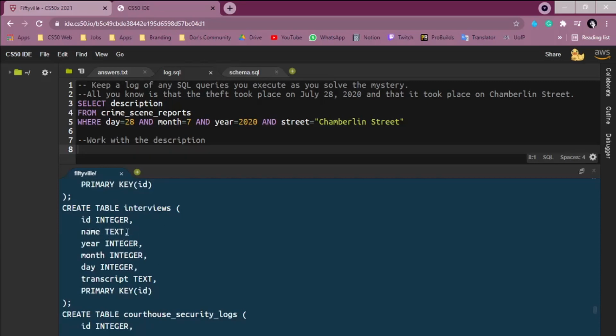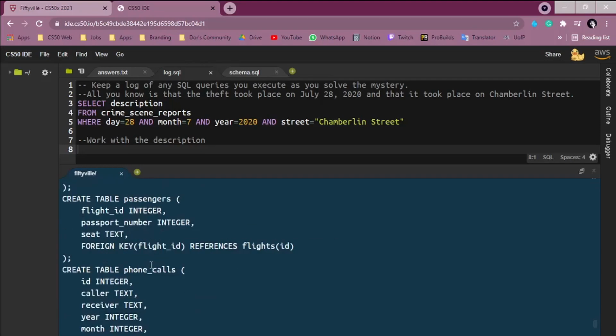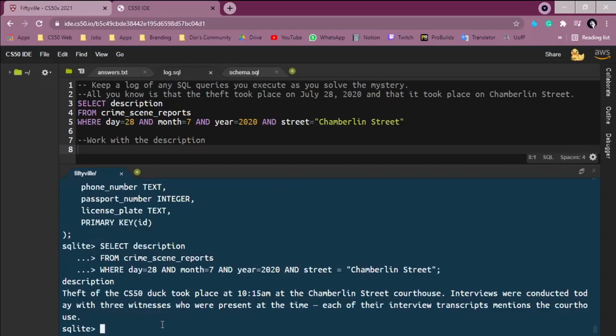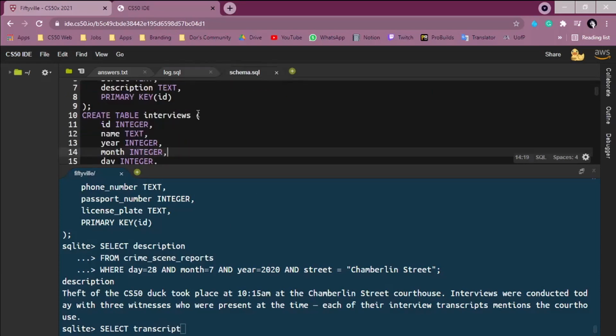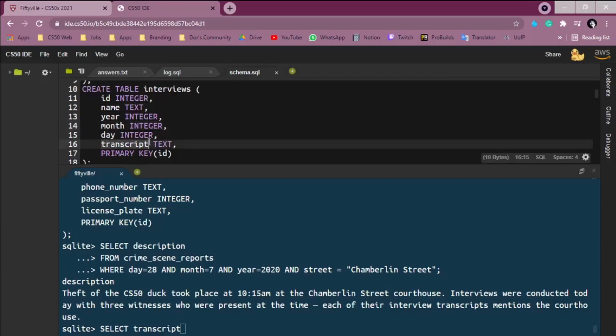We have the name of the person, but actually we don't need the name of the witnesses. We have the year, which is 2020. There is the column month, and this month is July. We have the day that is 28, and we want to get the transcript. So what we are going to do is basically what we did previously. We're going to use select transcript. Why transcript? Because this is the column that we want to work with. We want to grab the transcript to follow to solve our mystery. We have year, month, and day information, and that's where we're going to work.